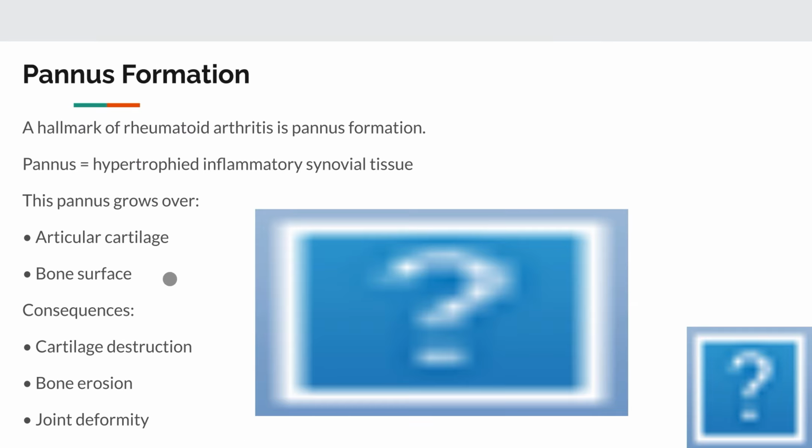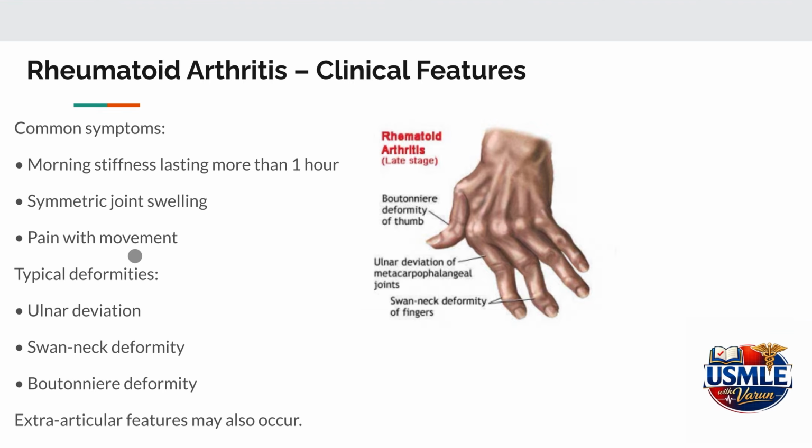One of the hallmarks of rheumatoid arthritis is pannus formation. Pannus is a thick layer of inflamed synovial tissue that grows over the articular cartilage and the bone surface. This tissue contains inflammatory cells, fibroblasts, and new blood vessels. As the pannus expands, it gradually destroys the cartilage and erodes the bone, which leads to deformities and loss of joint function.